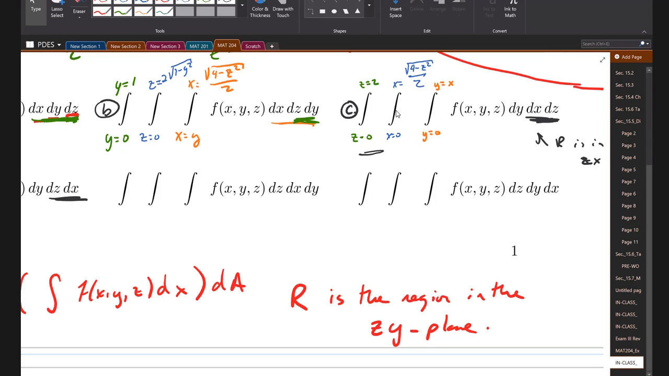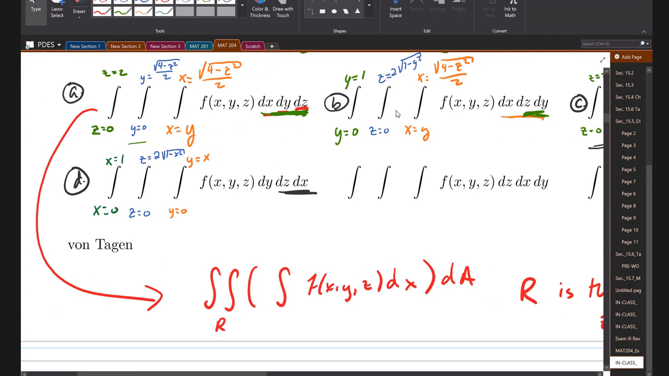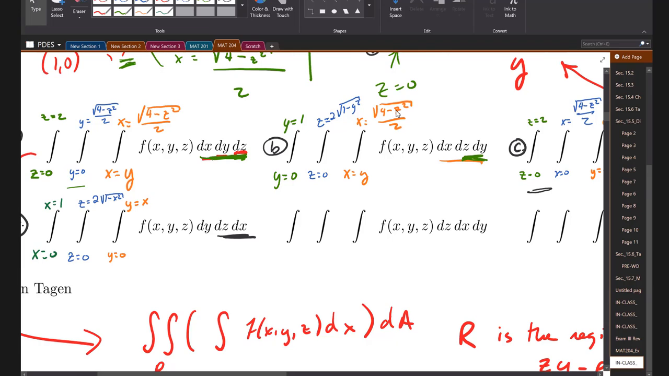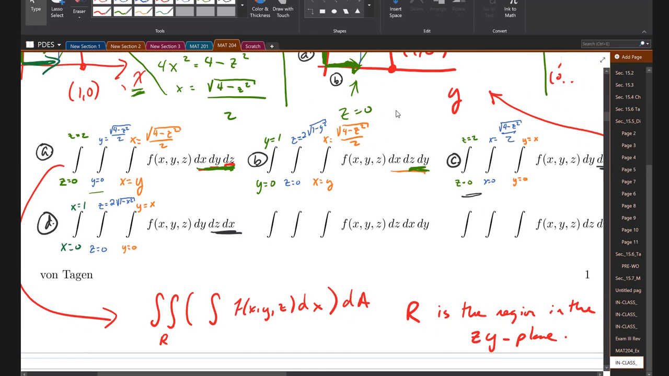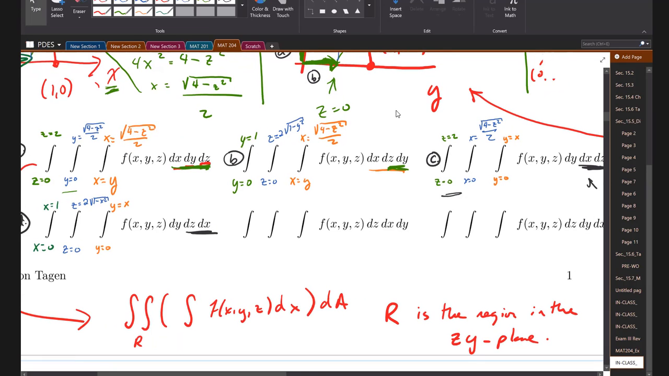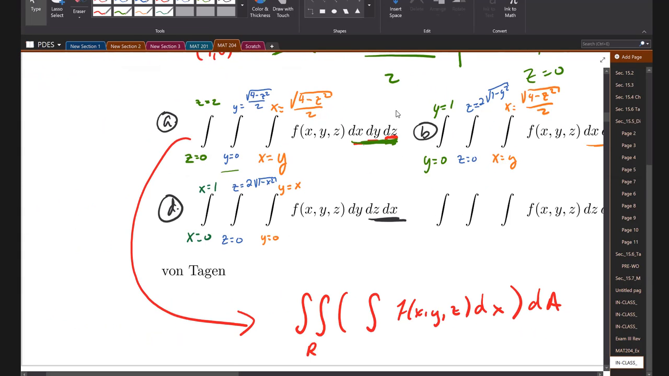Can you show that third triple iterated integral real quick? Again. The third one? C or D? D. Or no, the fourth one, yeah. No worries. I don't know why that's so lagging behind. There we go.